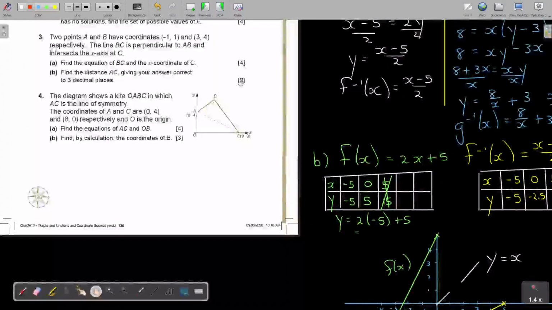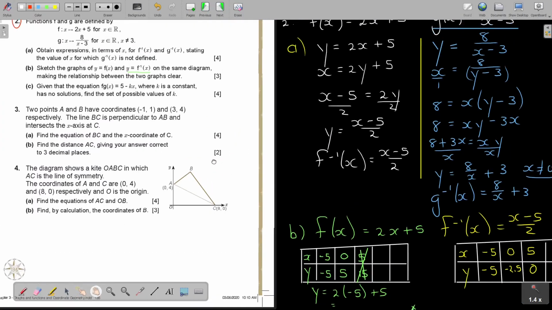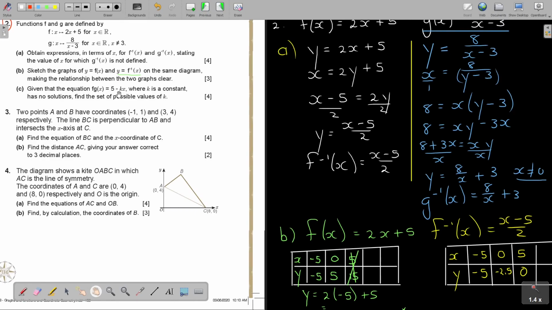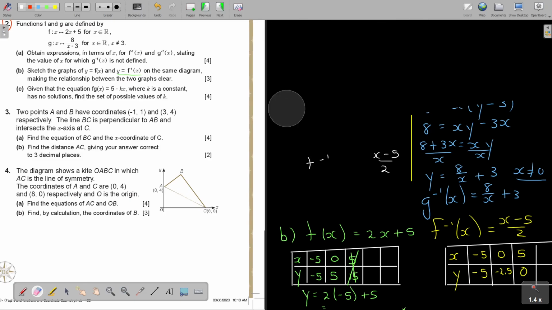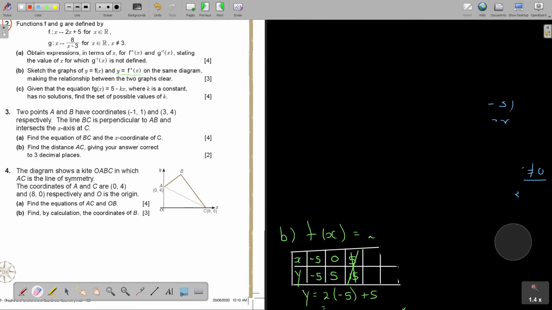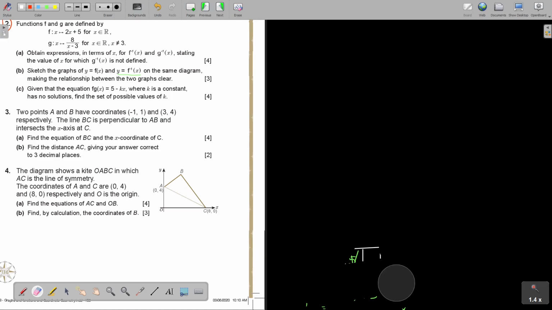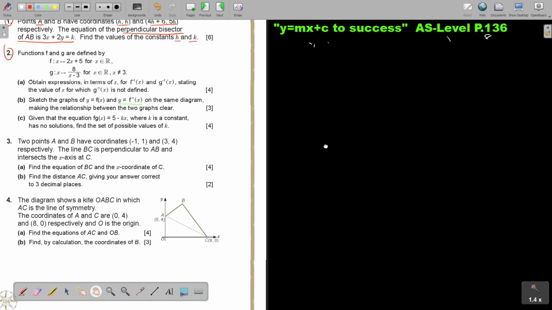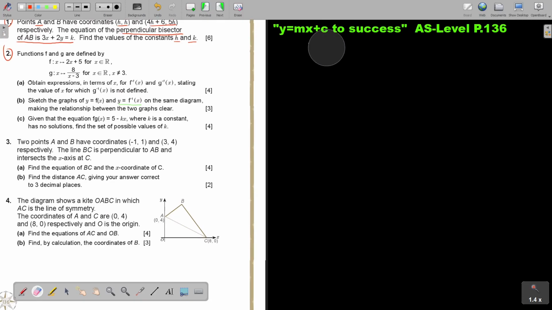And then we go for the last one. Given that the equation, where k is a constant, has no solution. I see it's nothing to do with this, so I think we can just clean and make space for part C. Let's see if we can fit it in here. So I can just move it a little bit like this. Okay, this is number 2C.